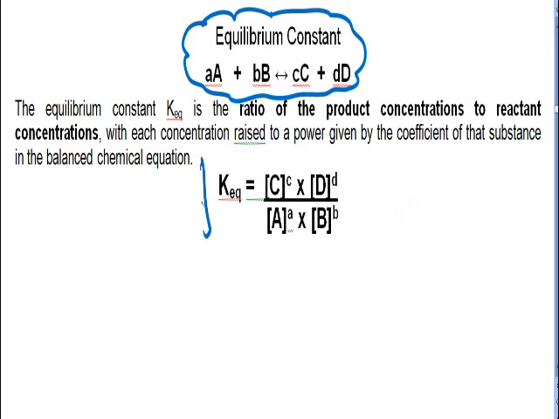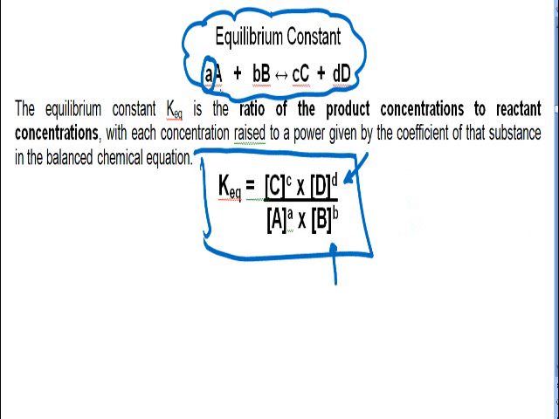The setup for KEQ is fairly standard. It's a ratio. It's our products, in this case C and D, divided by the reactants A and B. The coefficient in the balanced equation, the A here, if that were a number, becomes an exponent outside the concentration of reactant A, or in this case the D, whatever the coefficient is for chemical D becomes an exponent outside chemical D as we set up our equilibrium constant expression.